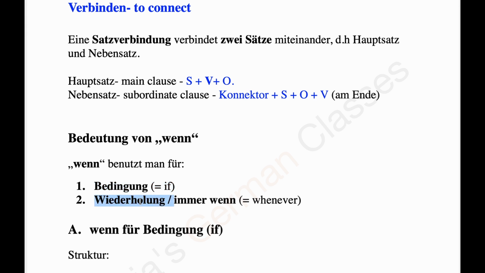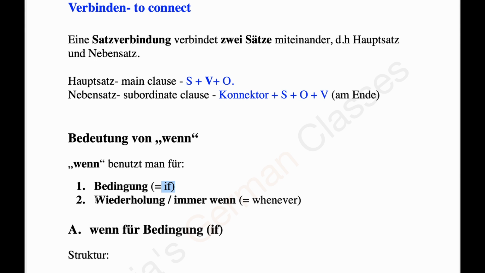Wiederholung means repetition. Okay. For example, let's say, if you will help me, I will come with you. Okay. So here in this sentence, I am giving you a condition that first you need to help me. This is my condition, and then I will come with you. Okay. So in this sentence, wenn is working as a conditional connector. Okay. Here its meaning is if.